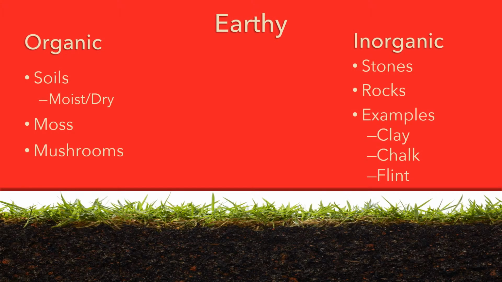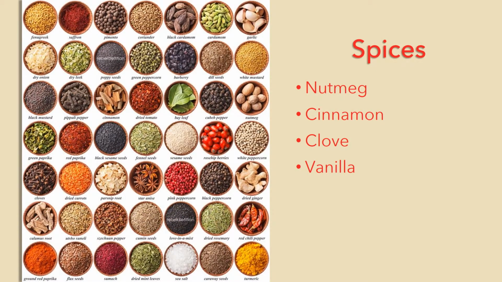Earthy aromas can be split into 2 categories, organic and inorganic. Organic aromas include moist or dry soils, moss, and mushrooms, while inorganic aromas include stones and rocks like gravel, limestone and clay, and other minerals like chalk and flint. Spice aromas can include baking spices like nutmeg, cinnamon, and clove, to warm notes like vanilla.